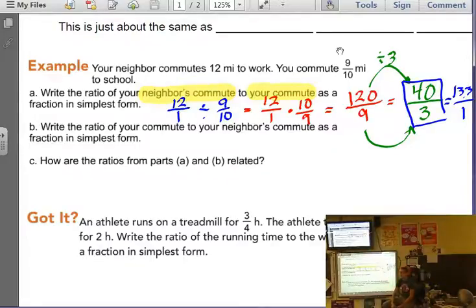Okay? Are you still allowed to write that down? Yeah, you can. It's just not the fraction in simplest form. So I would circle the 40 over 3 because that's where we would actually stop.